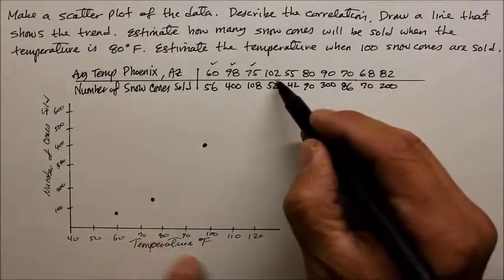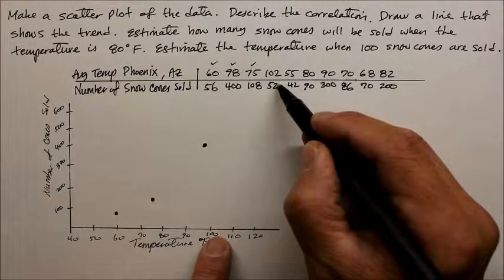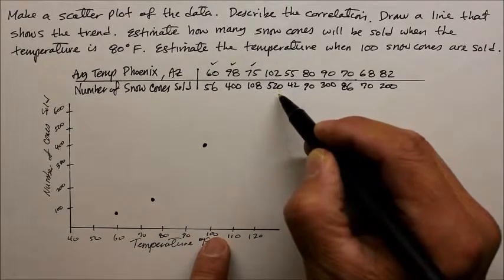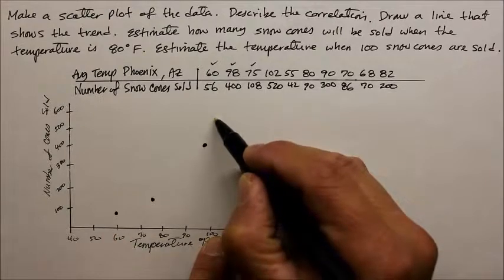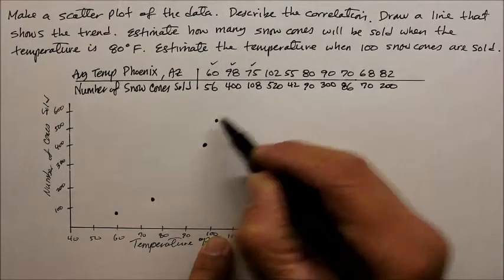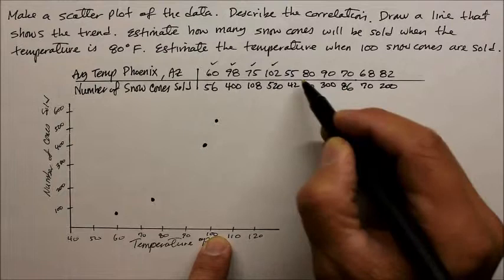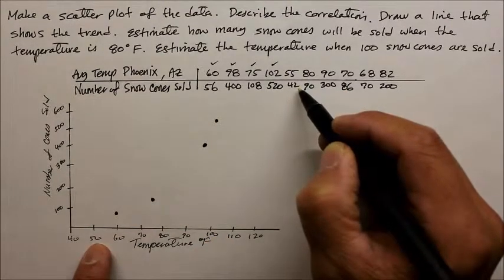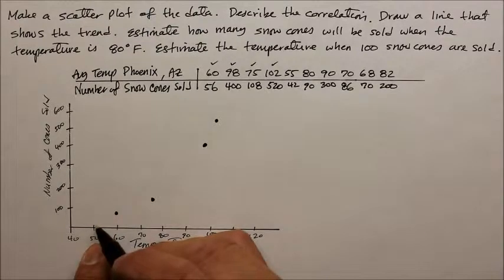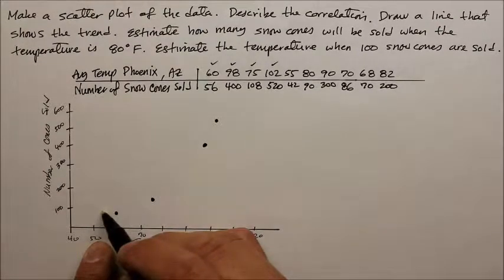At 102 degrees, it does get hot out there, I'm sure. He sold 520 snow cones. That's a lot of snow cones. So 500 around here somewhere. And at 55 degrees, cold, 42. Somebody's still buying it. They love that snow cone.